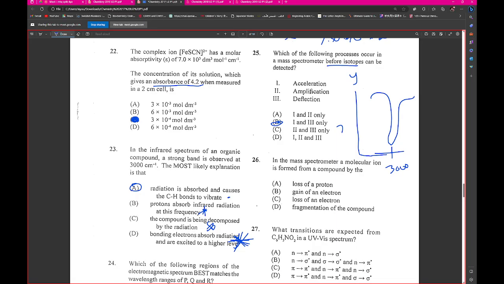26, I'm talking about 36. In the mass spectrometer, a molecular ion is formed from a compound by the, what is the molecular ion peak? Okay, C. What is the molecular ion peak characterized by? M plus, right? So if the molecular ion peak is characterized by M plus, and plus is a positive charge, it must have lost an electron. Alright, so we have that there.